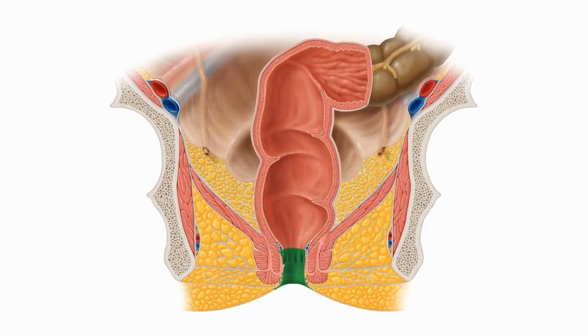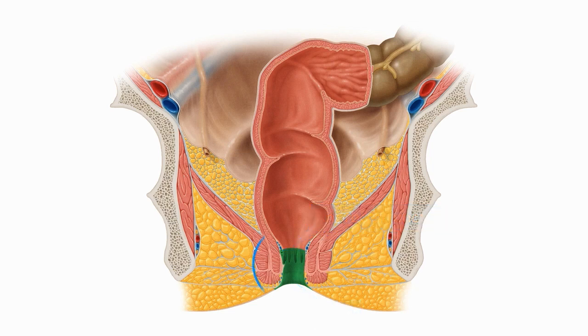Let's pop it out, of course, for a closer look. And as you can see, it's around about 3 to 4 centimeters long, and like the inferior third of the rectum, it lies completely extraperitoneally. So there's no peritoneum covering the anal canal at all. And as I mentioned before, it begins at the anorectal junction and continues through to the anus.